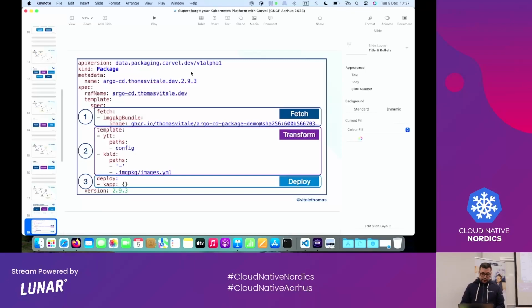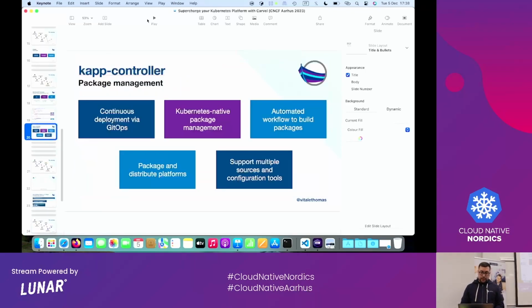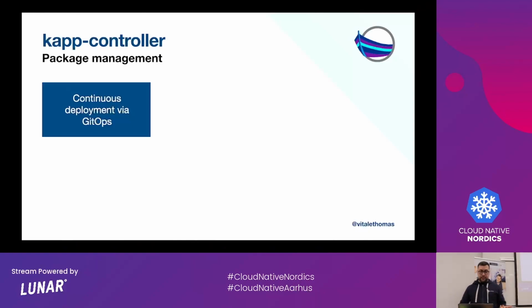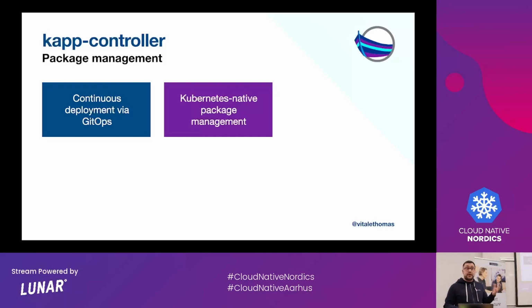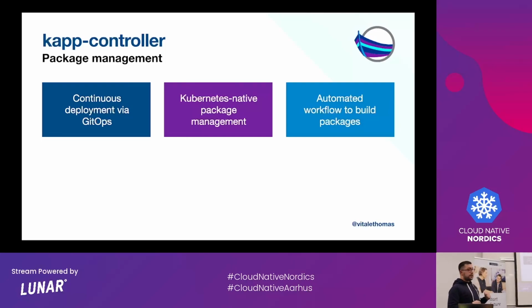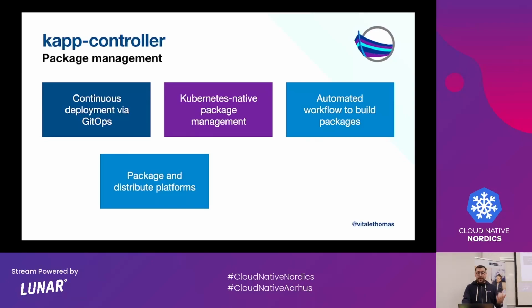All right, so we got these packages. That was the final step. With kapp-controller, we can achieve this continuous deployment. It's actually working via GitOps. It's a custom resource, so I can deploy it any way I want to. I get this Kubernetes native package management, automated workflow to build packages. There's a CLI that immediately can get you up and running with the package, also including the release lifecycle. You can then package and distribute platforms, because now I have an OCI artifact for my continuous deployment capability with Argo CD. I can build these packages for each of my projects or capabilities in the platform.